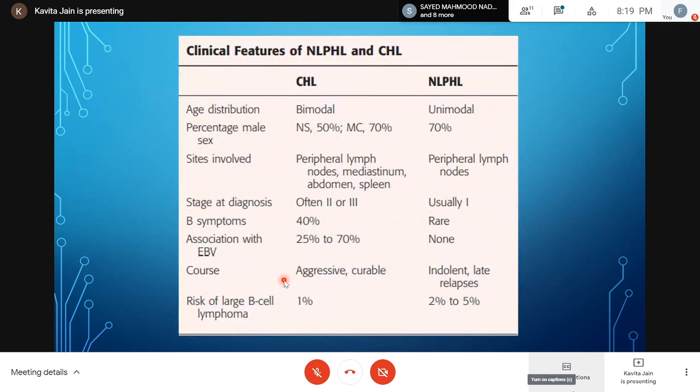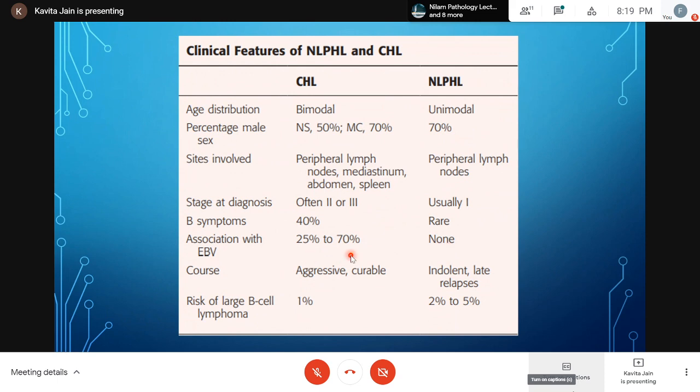Now, rather than enumerating the NLPHL findings, we can just compare the clinical features of classical Hodgkin's and NLPHL. The age distribution is bimodal in classical, whereas in this case it is unimodal. Sites involved are peripheral lymph nodes, mediastinum, spleen, but here mostly the patients present with stage 1 or stage 2 disease, and in the peripheral lymph nodes. B symptoms are present in classical Hodgkin's, and are very rare in NLPHL. Classical has association with EBV, and NLPHL is not associated.